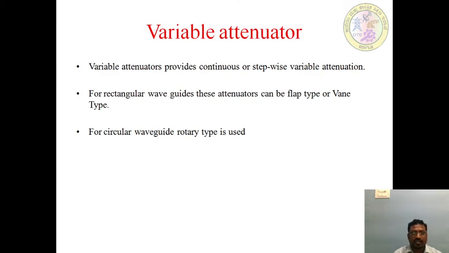The second one is the variable attenuator. A variable attenuator provides continuous or stepwise variable attenuation. For rectangular waveguides, these attenuators can be flap type attenuators or vane type attenuators. For circular waveguides, the rotary type of attenuator can be used.